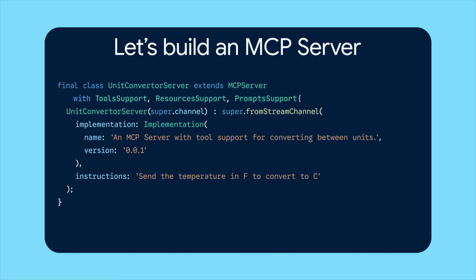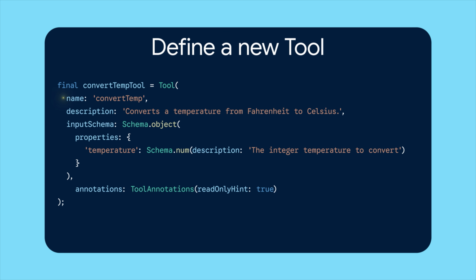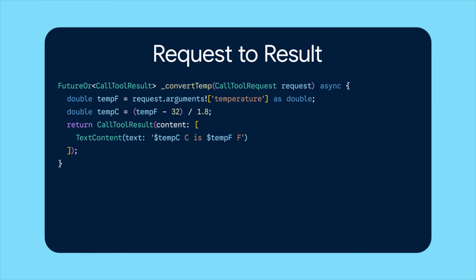Each of the server features are provided as Dart mixins. Define a new tool by providing a name, description, and input schema. Next, declare a function that accepts a call tool request and returns a future or call tool result. Call tool request has an arguments property, which contains the data needed to fulfill the request. It matches the properties list in the input schema.